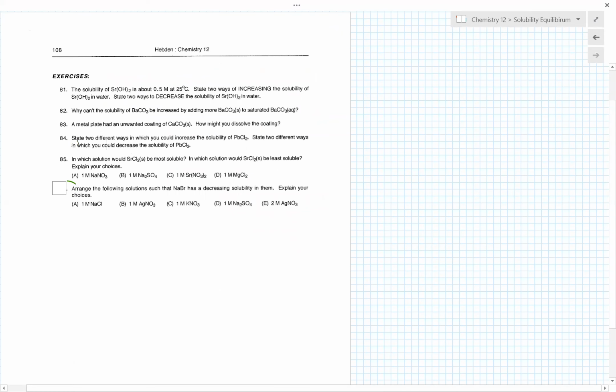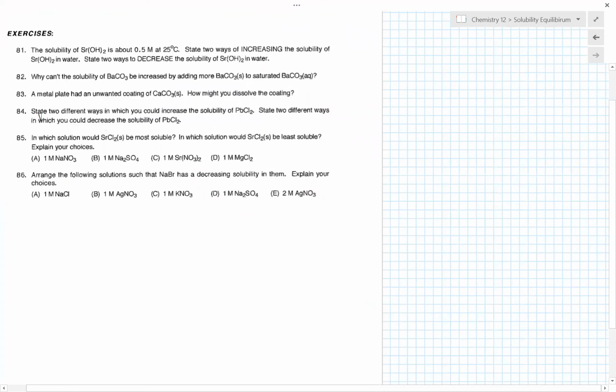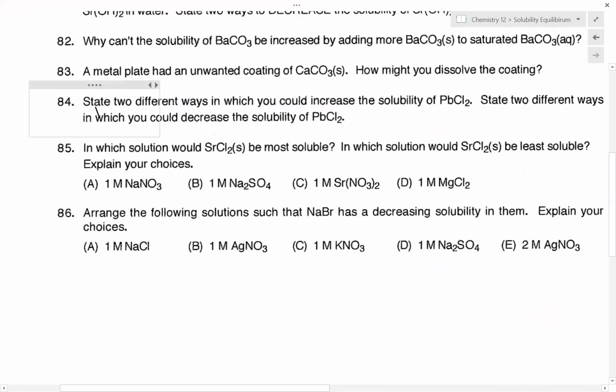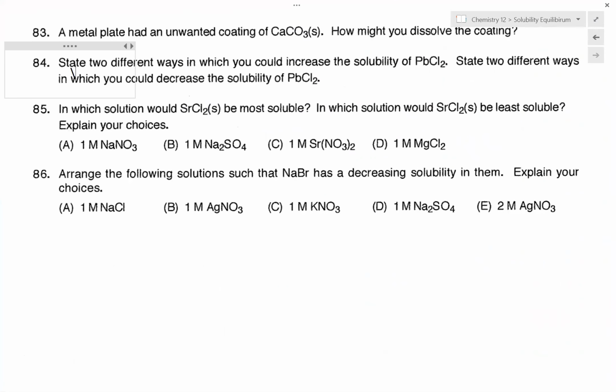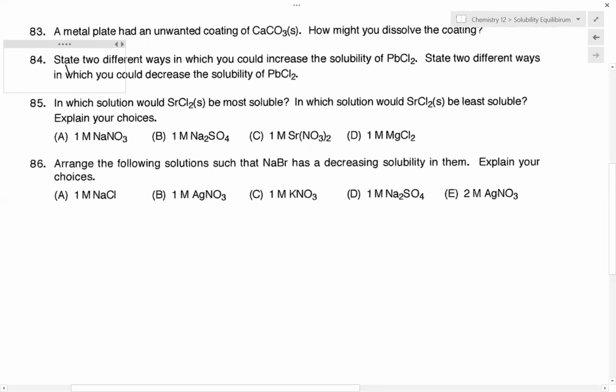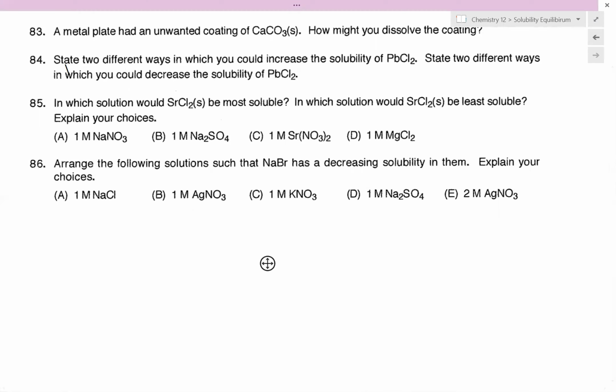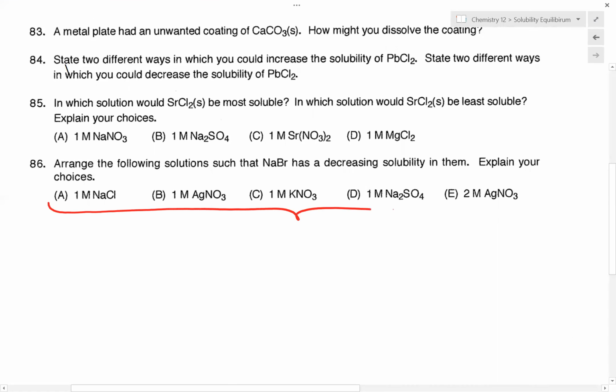Okay, so first of all, how would we do something like this? Let's say question number 86. Arrange the concentrations of the following solutions such that NaBr has a decreased solubility in them. Explain your choices. Again, in this particular scenario, how would you answer this question?